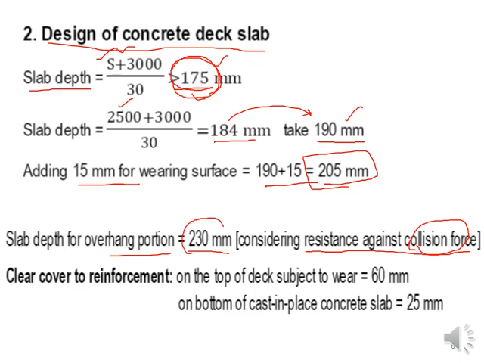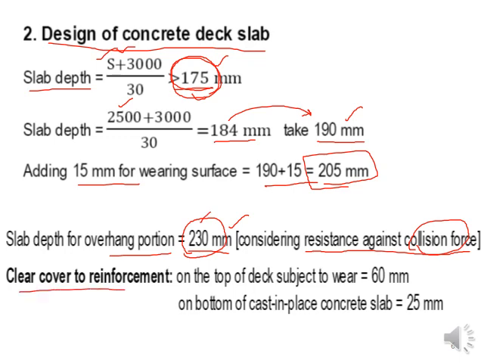To resist these forces, you have to provide a larger thickness. Generally you provide more than 200. 205 is the actual thickness for the slab, and for the overhang part you provide 230 millimeter. Keep this in mind, because when you do the load analysis for the exterior stringer, of course, the slab thickness will be more for the exterior.